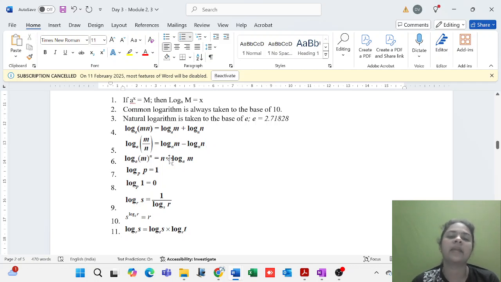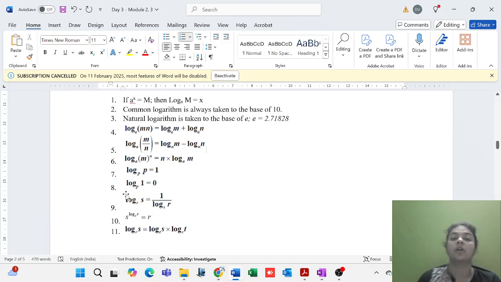Okay, next, log m power n. If you are raising a value in the power, then that value will get multiplied with the log, which is equal to n log m. Next, log of a value with the same base is equal to 1. So log x to the base x is equal to 1. Log 10 to the base 10 is equal to 1.